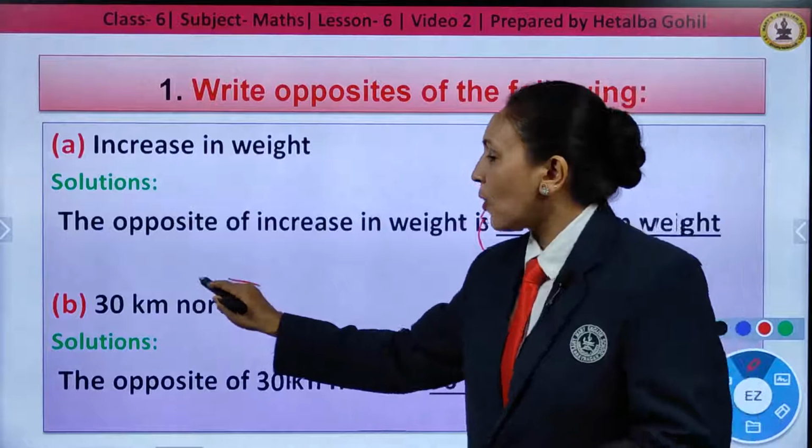Next, to represent minus 10 on the number line. Children, minus 10 is a negative integer, so it will always be on the left side of the number line. So first draw the number line, marking the numbers from 0 till minus 10 on the left side of the number line, and from 0 move 10 steps to reach minus 10.